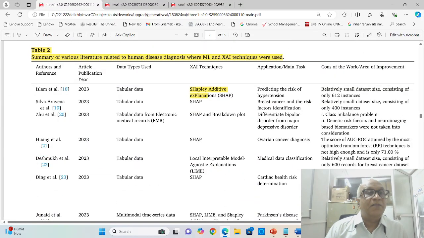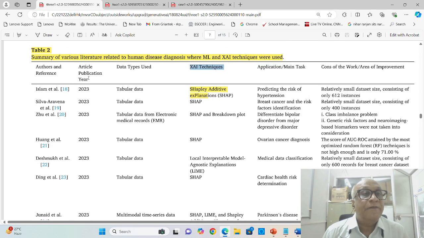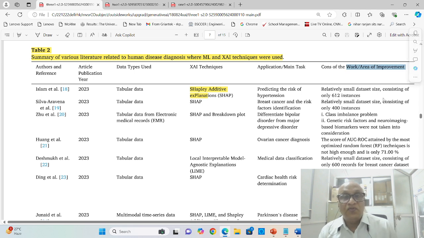So let us look at Table 2, and let us look at the popular explainable AI techniques which are mentioned here. You can see for what medical domain or problem these explainable AI techniques are used, and what the data types used are. Here they have also mentioned the scope for improvement, cons of the work, wherein you can go for your future work kind of thing.